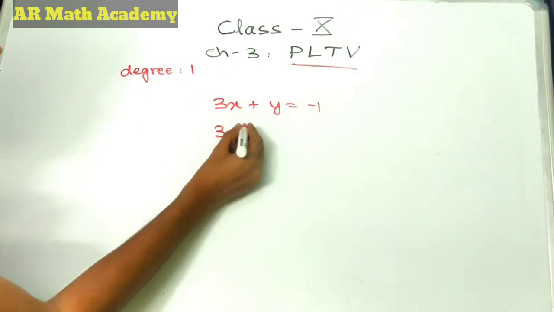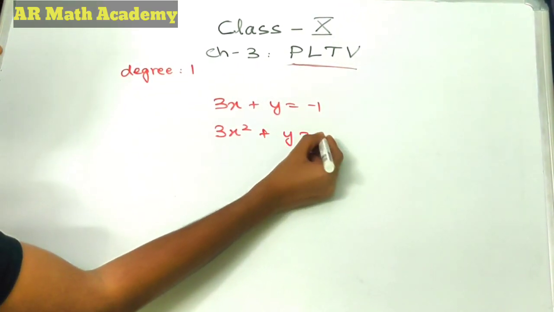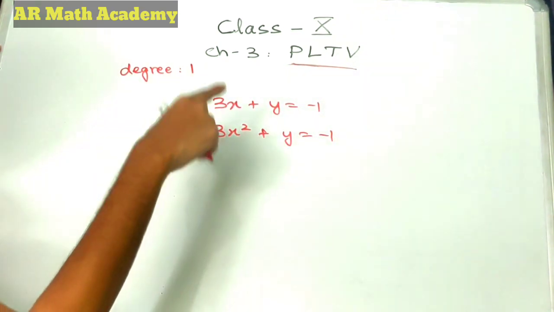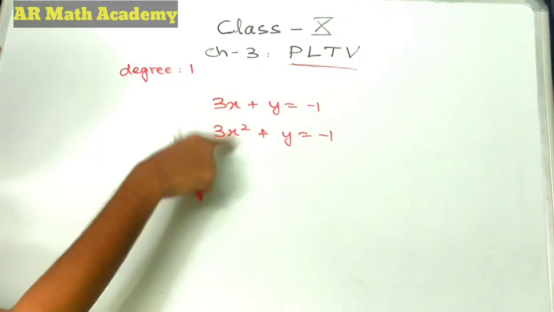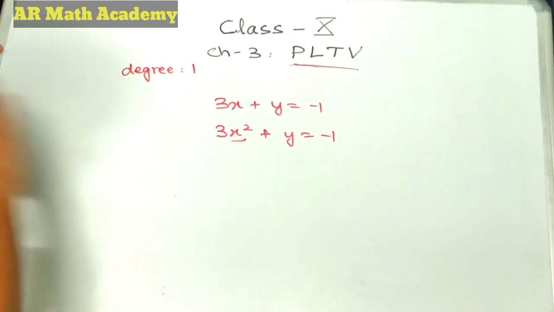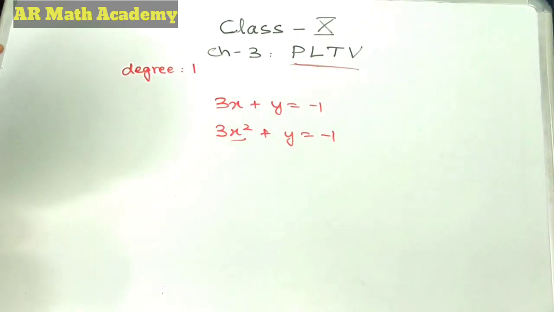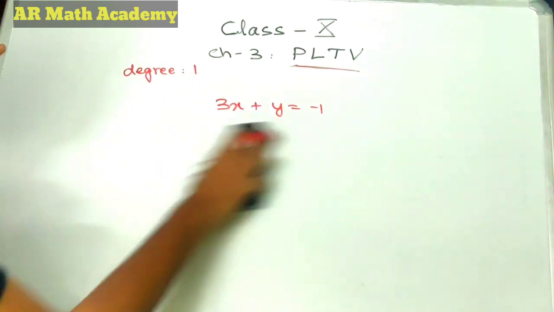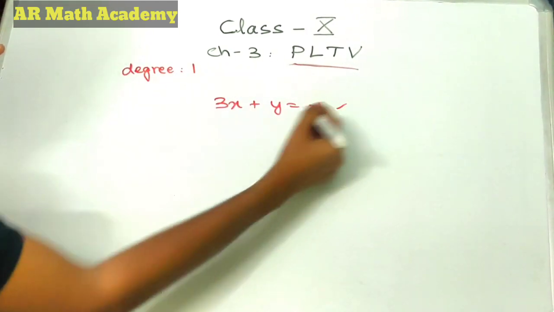But 3x square plus y equals minus 1. This is not a linear equation because the power of this variable over here, the x, is 2. And the degree is also 2 for this variable. And hence this is not a linear equation with two variables. And hence we are not going to deal with this in this chapter, and only this.